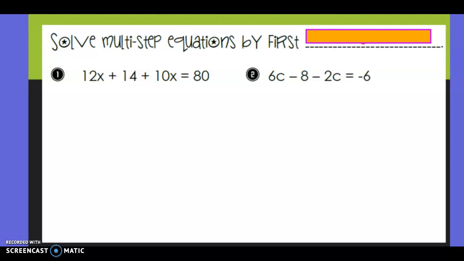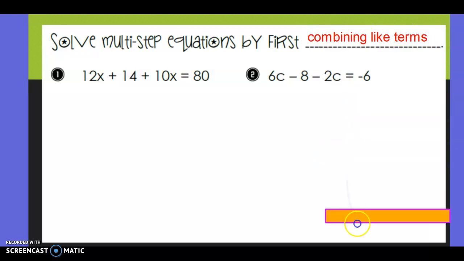This is not in your foldable. I just want to show you some examples first. We're going to start off first by solving multi-step equations that involve combining like terms. So let's look at my first example that I have here, and I just want you to follow along.